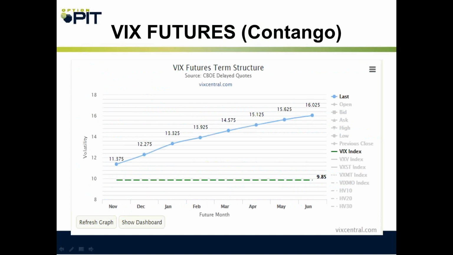This is what the VIX futures looked like a couple months ago. So what you are looking at, for those who don't understand contango and backwardation, is contango. That blue dot over here is the November future.